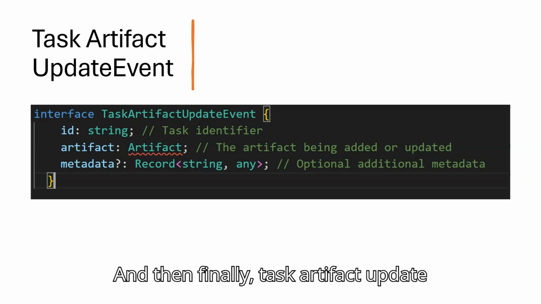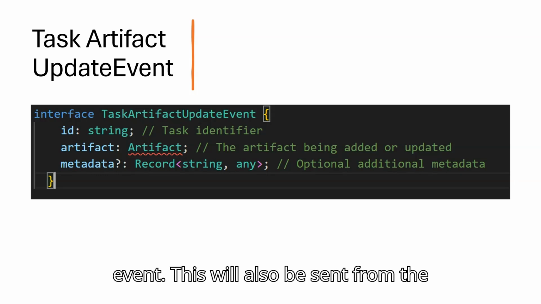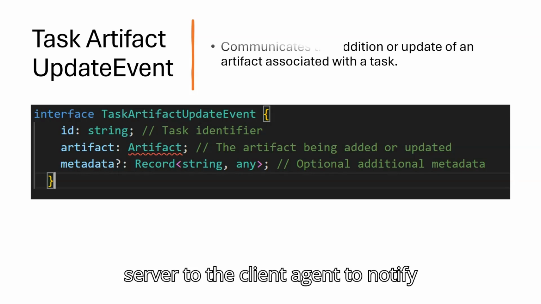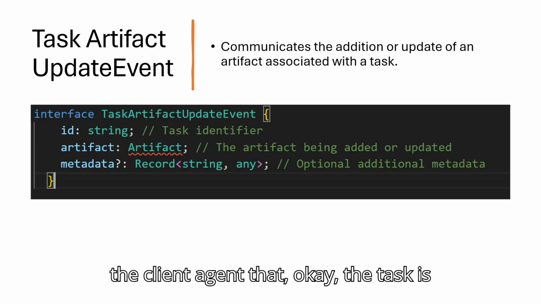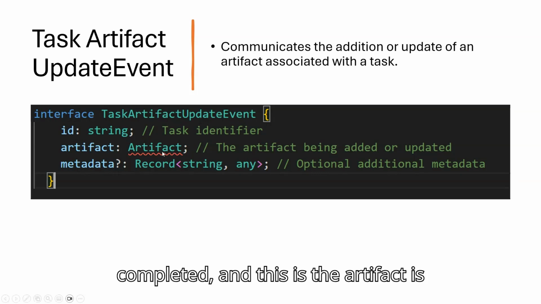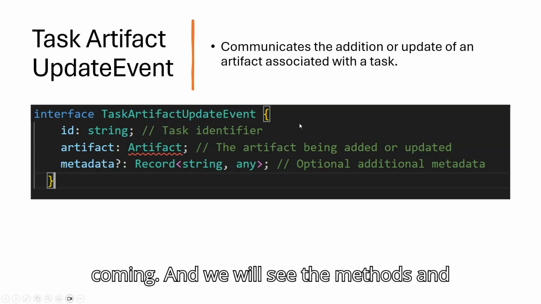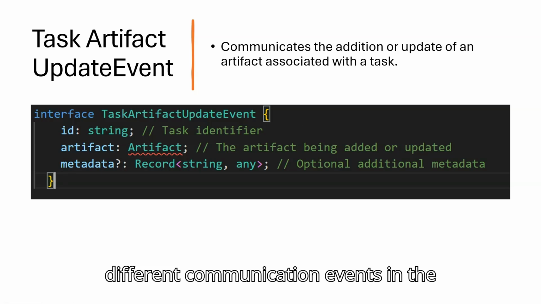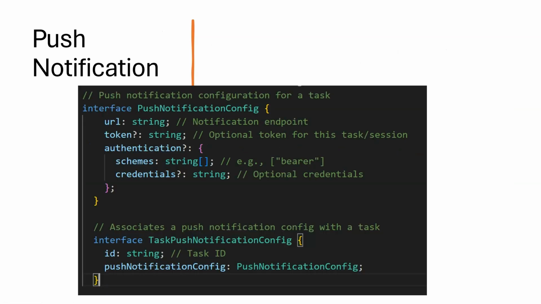And then finally, the task artifact update event. This will also be sent from the server to the client agent to notify the client agent that the task is completed and the artifact is coming. And we will see the methods and different communication events in a later video.